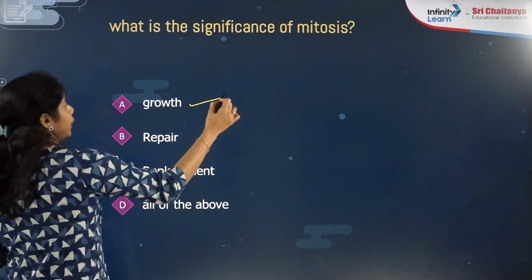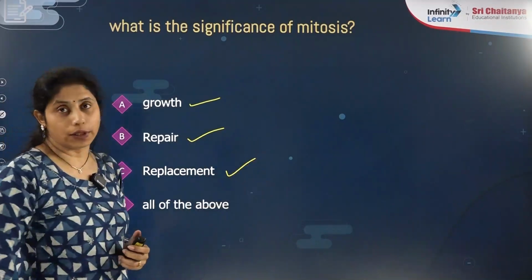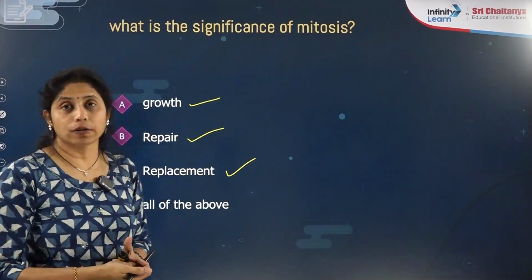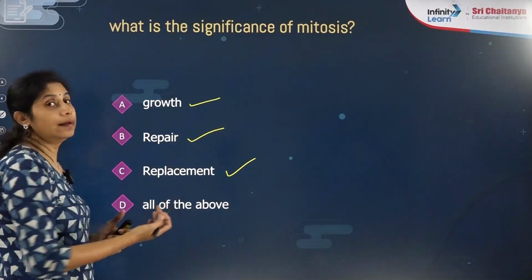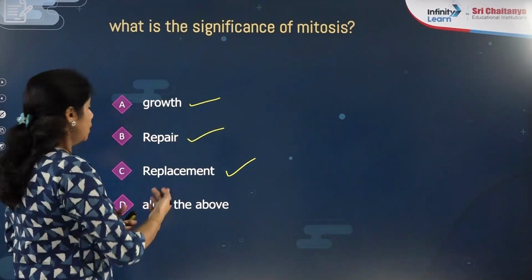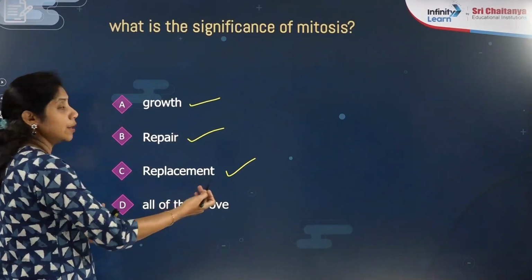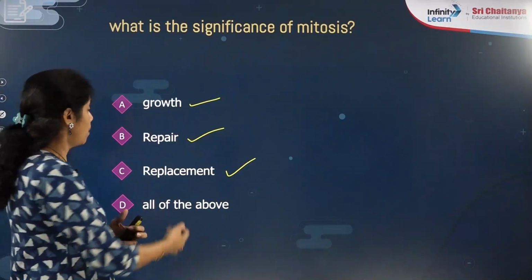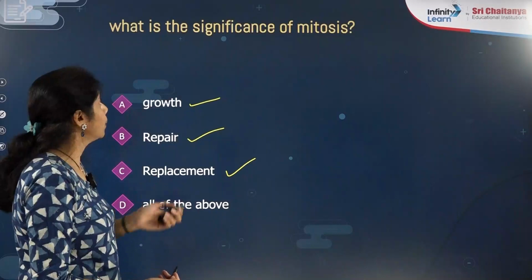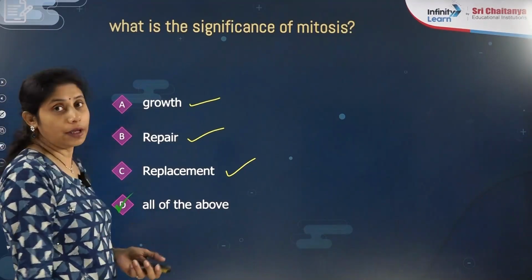The significance of mitosis: growth is there, repair is there, and replacement of the cells is also there. Growth will happen in multicellular organisms and unicellular organisms because of mitosis. Damaged cells will be repaired by mitosis only. And in place of old, worn out cells, new cells will be replacing the old ones by mitosis. So all these three are the functions of mitosis. For this question, the correct answer will be all of the above.